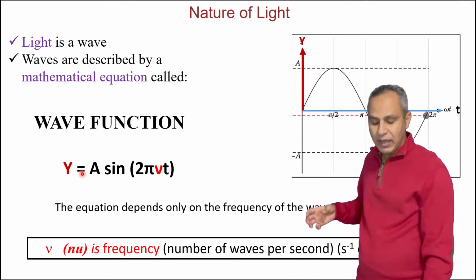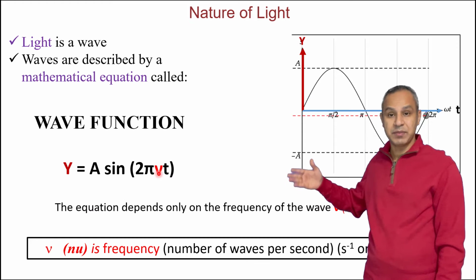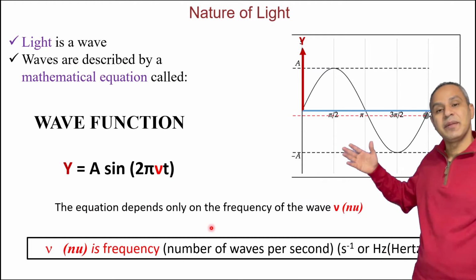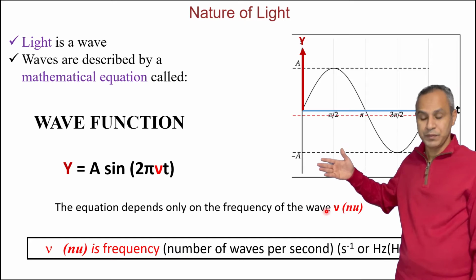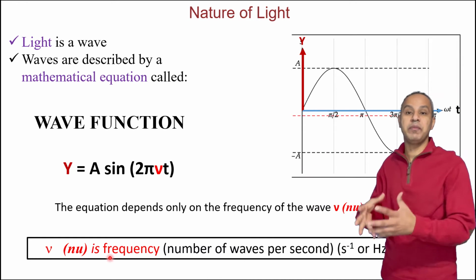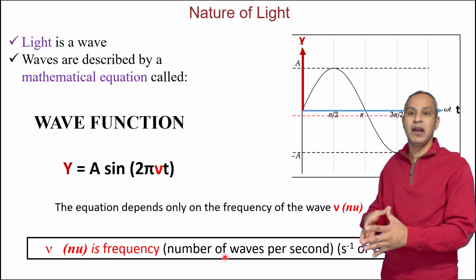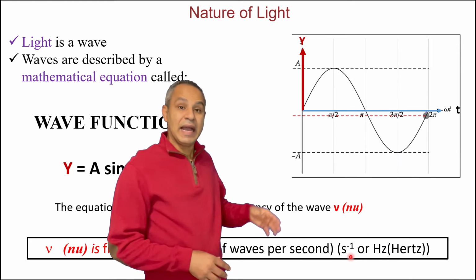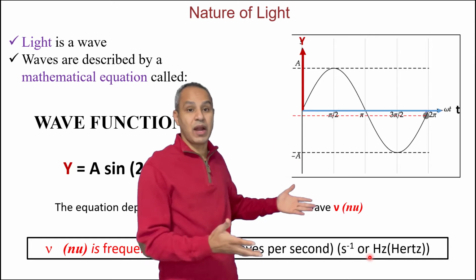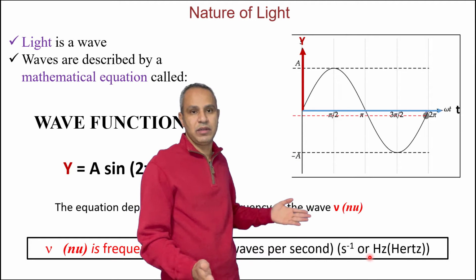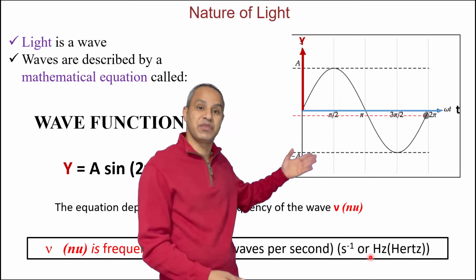So the only parameter that determines the displacement of the wave in this case is going to be actually the frequency of the wave, which we give the symbol of nu. So nu is the frequency of the wave, or how many pulses of that wave occur per second. And it has the unit of second minus 1 or hertz. So in order to describe any wave, you only need to describe or determine its frequency.